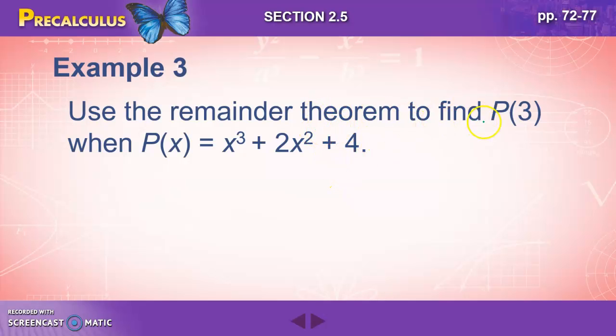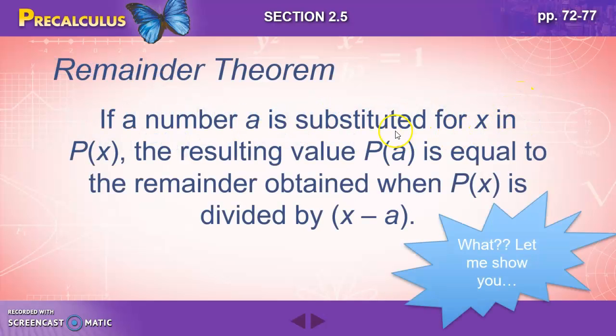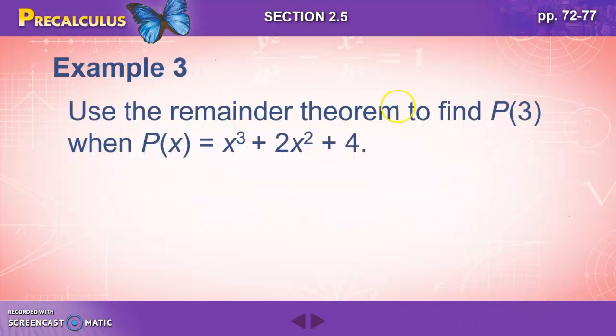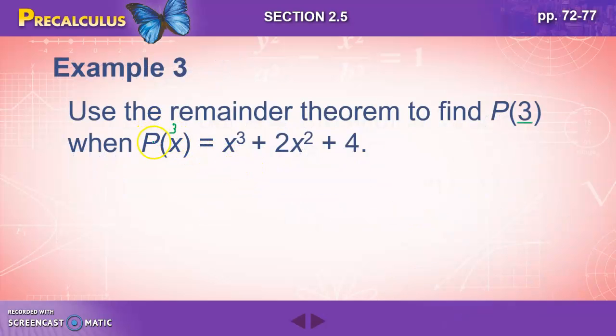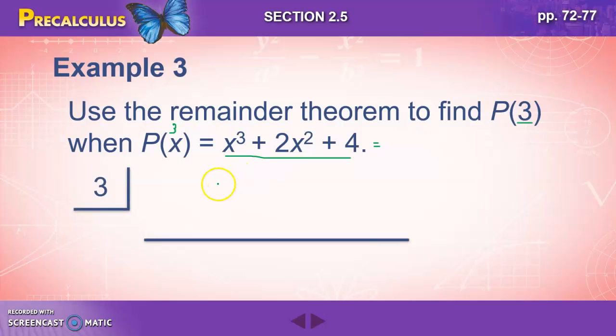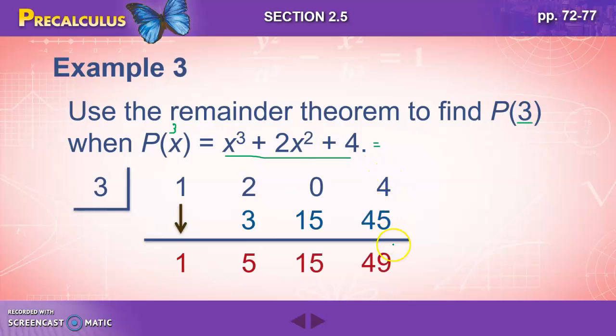So if a number a, we're going to say 3 is our a here, is substituted for x in p of x, so we substitute 3 in for p of x, and we put 3 cubed plus 2 times 3 squared plus 4, the resulting value will be equal to the remainder obtained when we divide p of x by a. So if we plug in p of 3, whatever we get will be the same thing as if we take this original polynomial and divide it by 3 in synthetic division. Okay, dividing that synthetically, we get a remainder of 49.